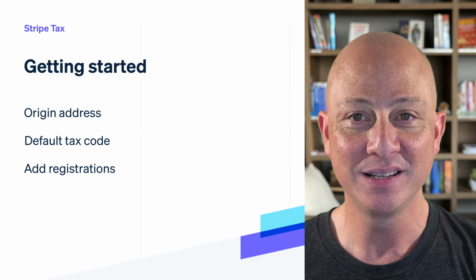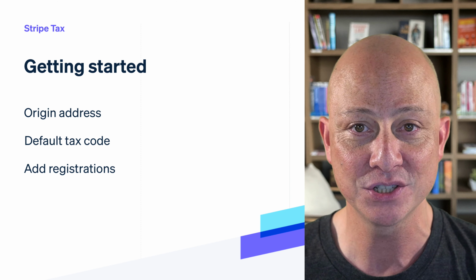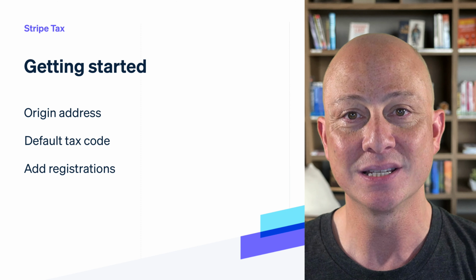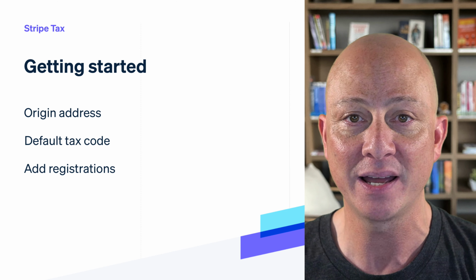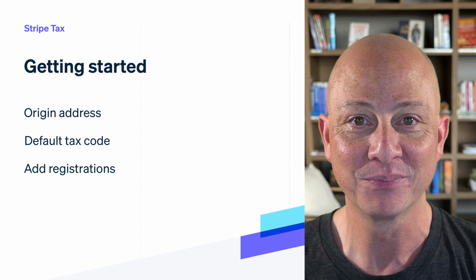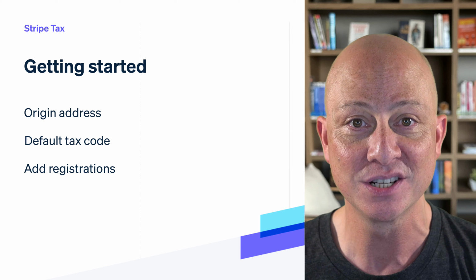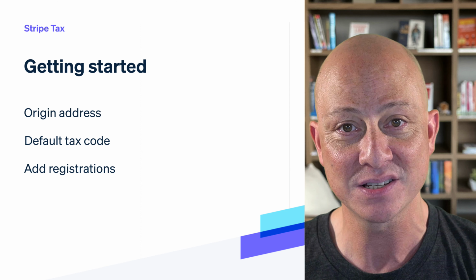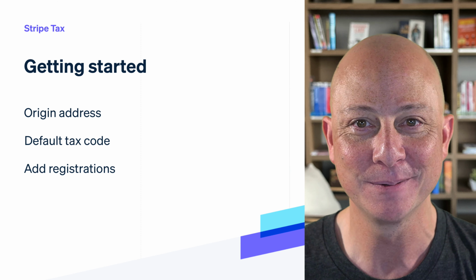So one important thing to note is that you will not be charged for using Stripe Tax until you've completed adding the origin, tax code, registrations, and you enable automatic tax on your transactions. For example, by setting automatic tax enabled to true when creating your checkout sessions, which we'll see in a moment. So this means that you can complete all of this setup ahead of time without being charged, and you'll only be charged once you start processing transactions, including tax. So let's jump in and complete those three steps.